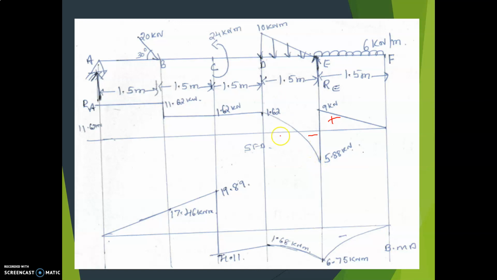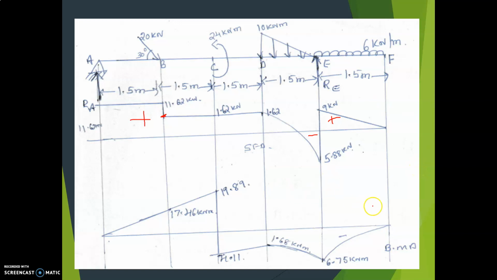Then at D also it is the same, 1.62. Then right to C also it is the same because no loading, and at C also it is the same, 1.62. Right to B also it is 1.62. Till here it is 1.62. At B it is increasing to 11.62 here, okay, so that's why this is shown like this. Then again a bit right to A is 11.62 and at A is 11.62, okay. Say this is plus, this is minus.